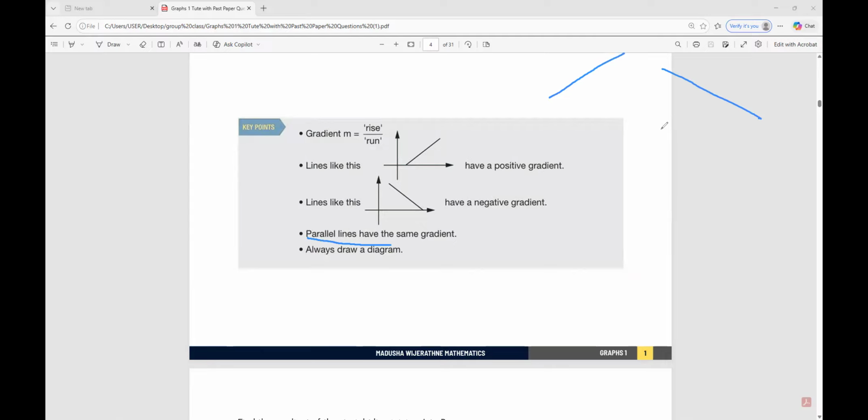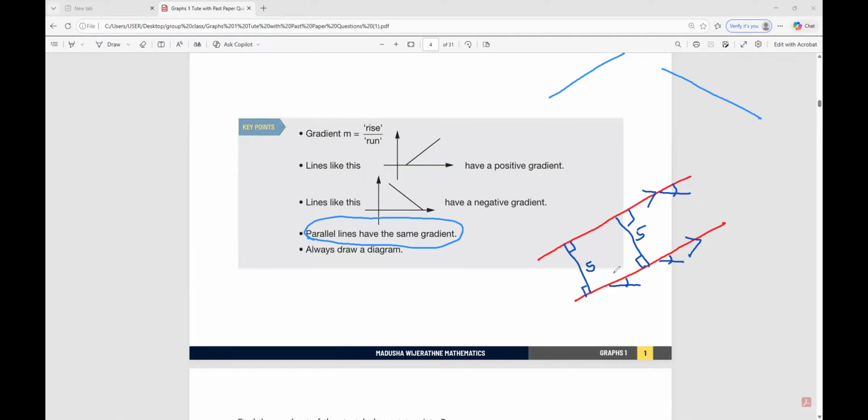Parallel lines have the same gradient. Parallel lines means the distance between the two lines is the same till infinity. If you measure the perpendicular distance and it is 5 here, it is also 5 here, and till infinity it is 5. These lines are called parallel lines. If you check the angle, the size of the angle is also equal. That's why we say the gradients are the same.